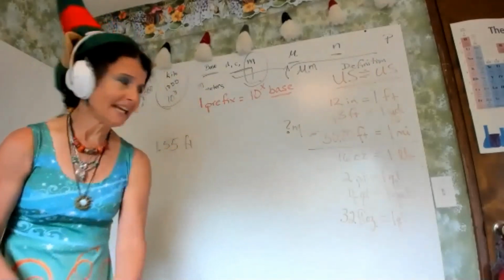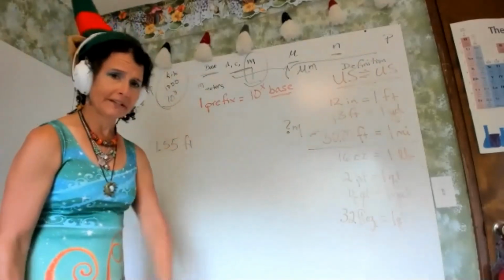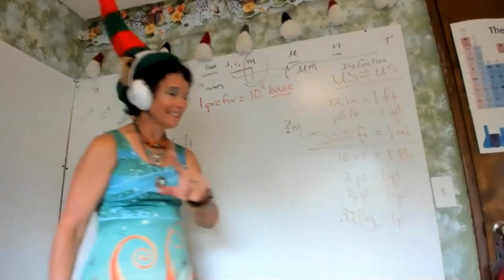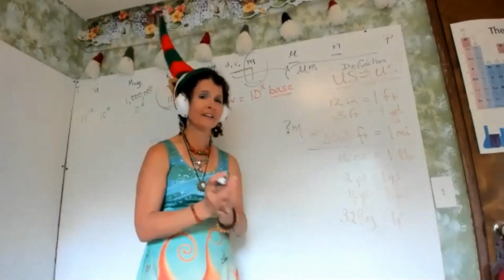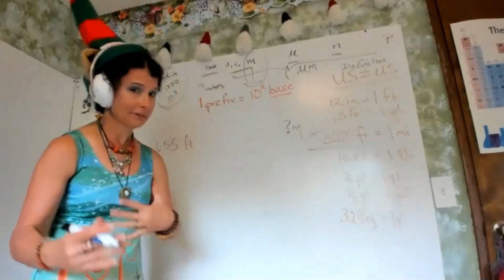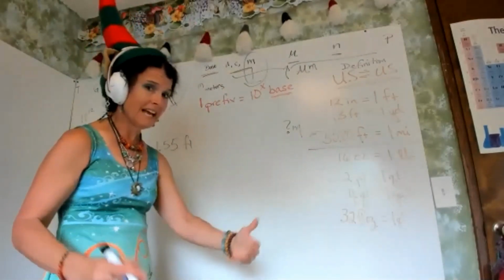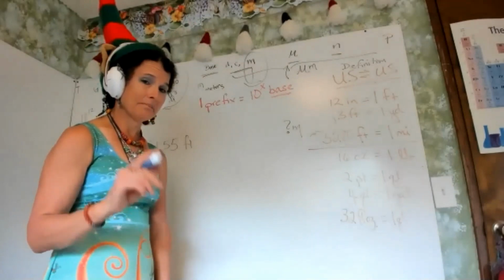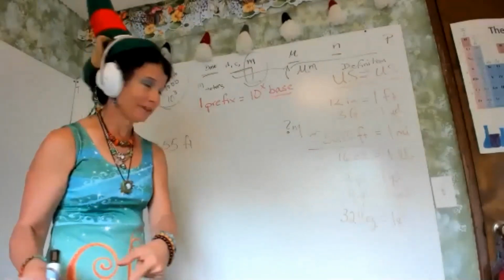Now, some students will say, oh, that's easy. You just divide by 3. There's 3 feet in a meter. That's not true. There's 3 feet in a yard. A meter is actually a little bit longer than a yard. There's actually 3.28 feet in a meter. But you're going to have to use my conversions.